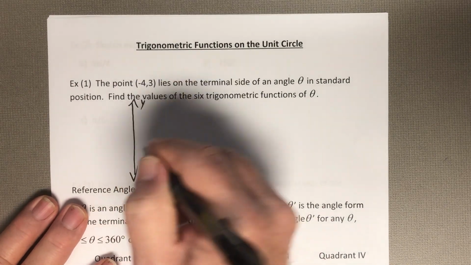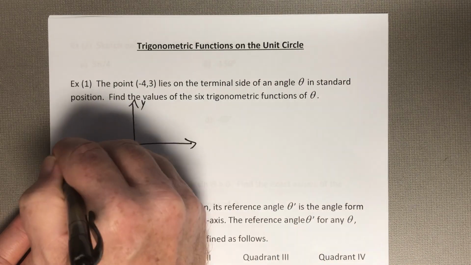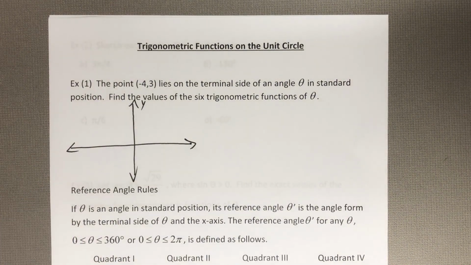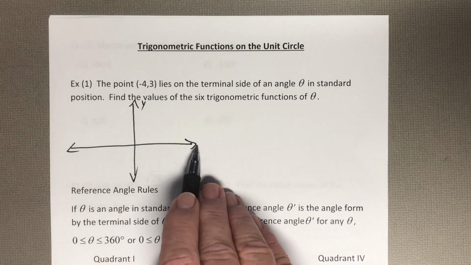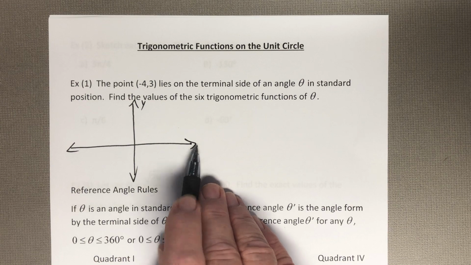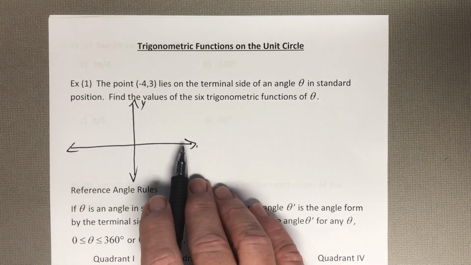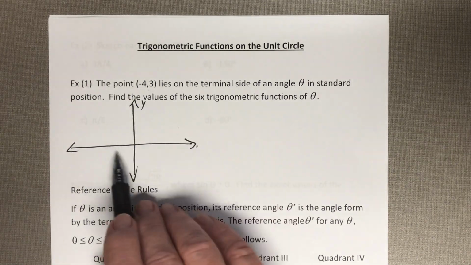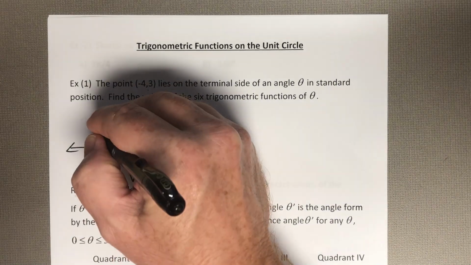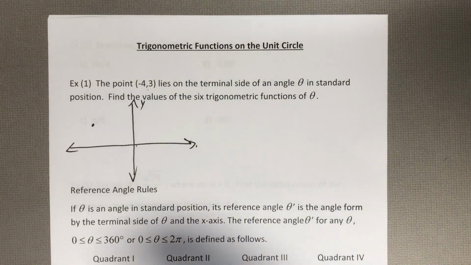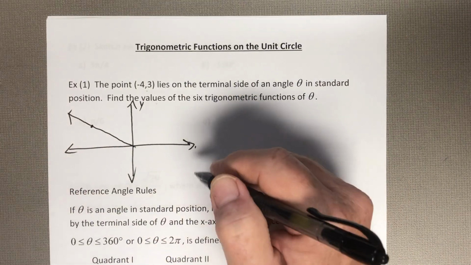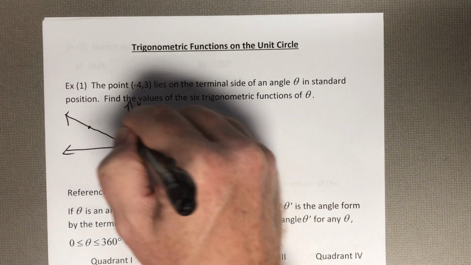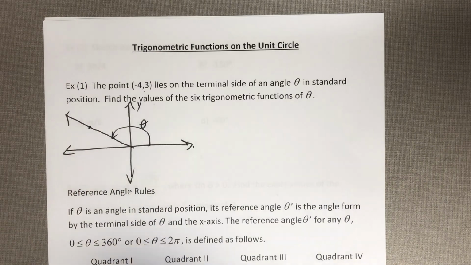Okay, so there's my y-axis, and here's my x-axis. And please remember that if an angle is in standard form, then the initial side is the positive side of the x-axis. And the terminal side will be wherever it ends up. Well, if it ends up over here at negative 4, 3, which could be that point right there, then that ray right there will be the terminal side, and your angle will be that angle right there.